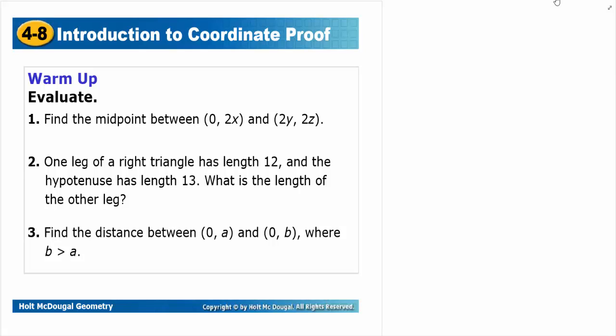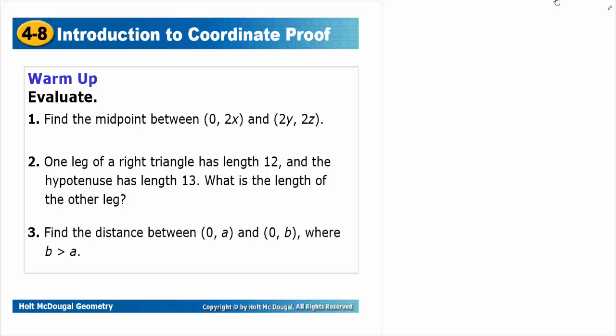Alright guys, we got our warm-up here for 4.8. We have two more lessons for this chapter. 4.8 is the last one where we're really focusing mainly on proofs. So we have a couple different concepts here. Notice the title's coordinate proofs, so it is going to be a little different than what we've been doing.